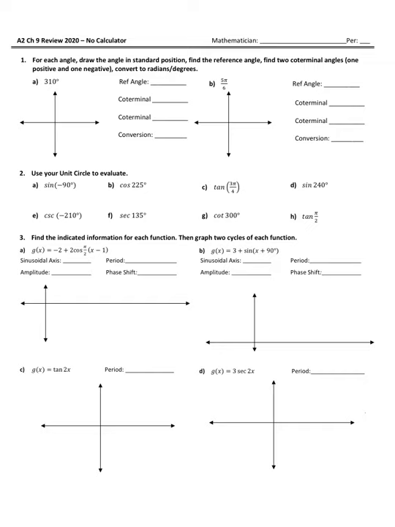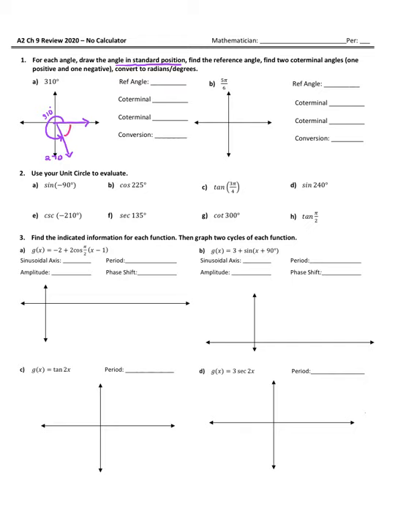So first one, it wants you to draw the angle in standard position. That means your initial side's on the positive axis, 310 degrees. Well, 270 is here, so 310 would bring me around about, obviously you're just approximating, I'm going to say around here. That would be 310 degrees.